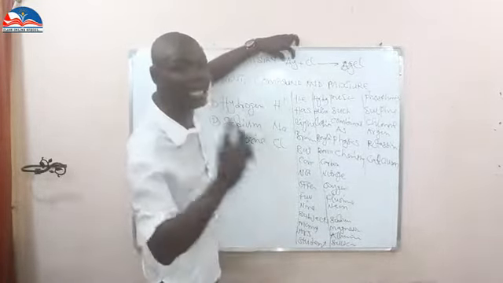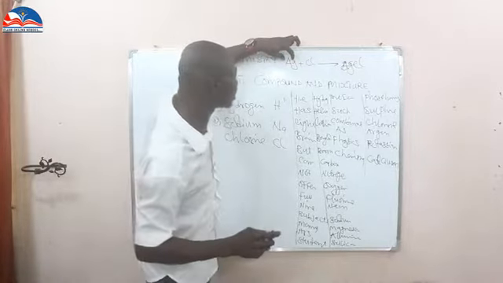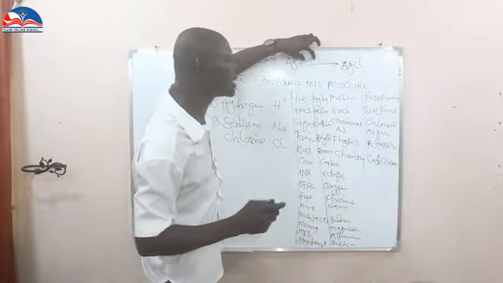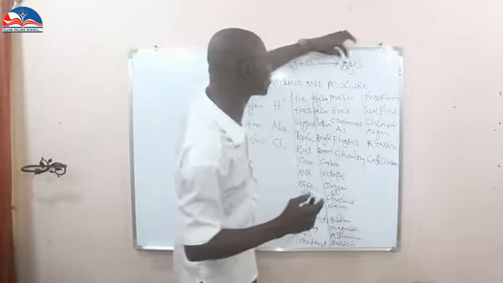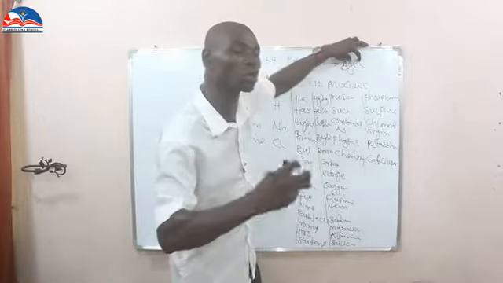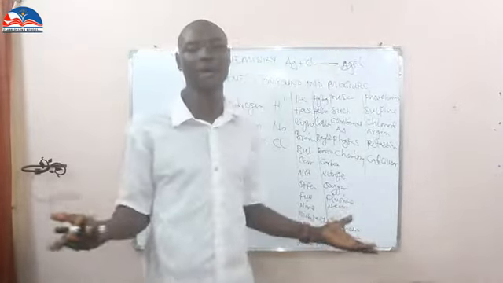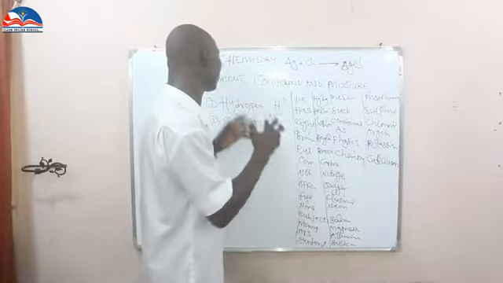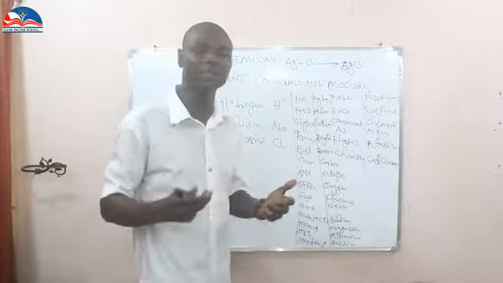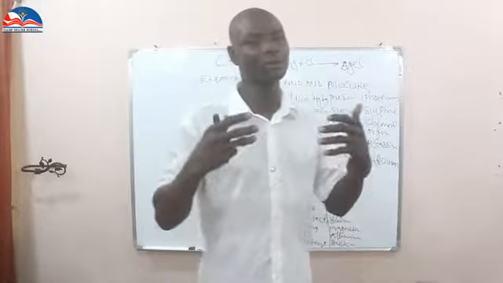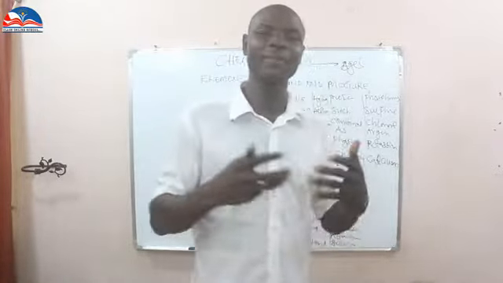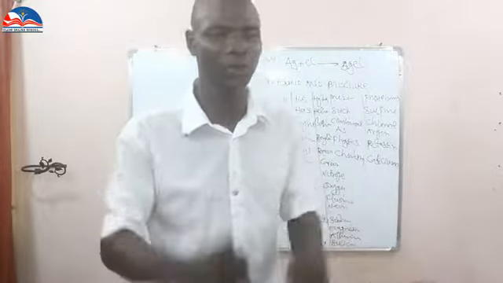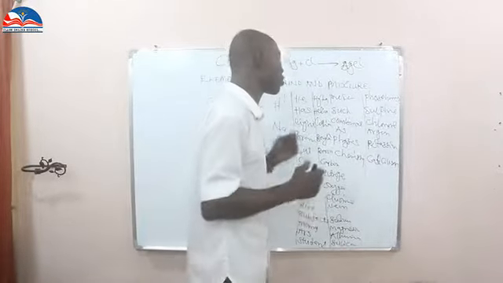Each one is an element. Silver is an element, chlorine is an element. When silver and chlorine combine together to become what we call silver chloride, it becomes a compound. That is what makes a compound differ from an element. So a compound is when 2 or more elements chemically combine together, you have what we call a compound.